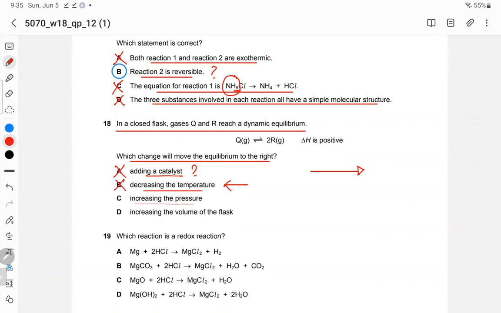Increasing the pressure, increase in pressure shifts the equilibrium where there are less moles of gas. So here on the reactant side, we have less moles of gas. So equilibrium again shifts to the left. So C goes wrong as well.